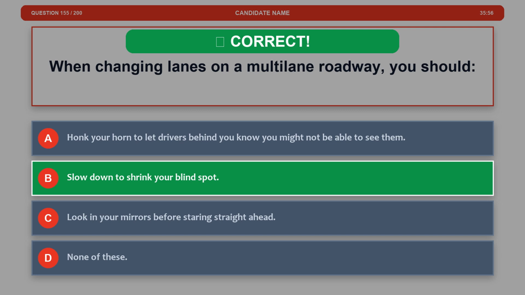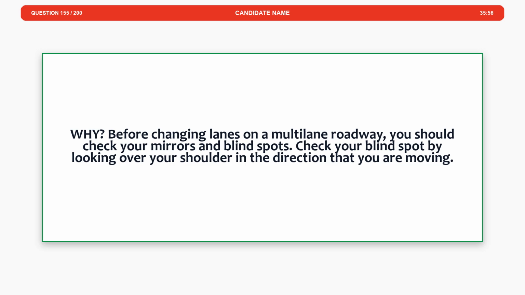The correct answer is option B, slow down to shrink your blind spot. Explanation. Before changing lanes on a multi-lane roadway, you should check your mirrors and blind spots. Check your blind spot by looking over your shoulder in the direction that you are moving.